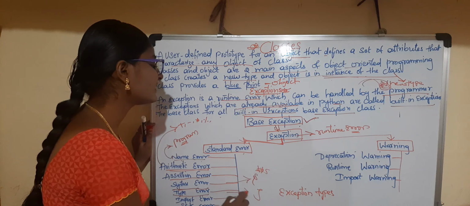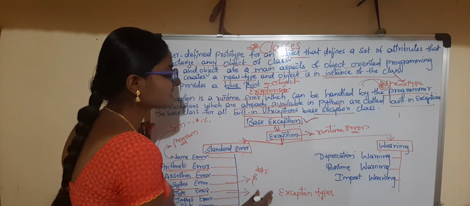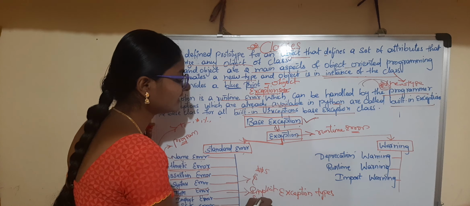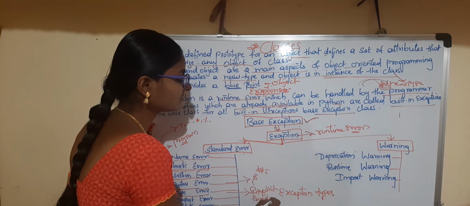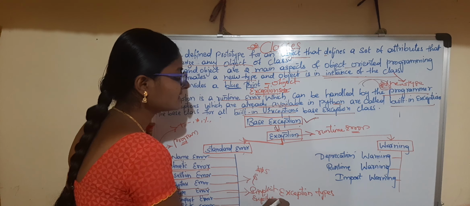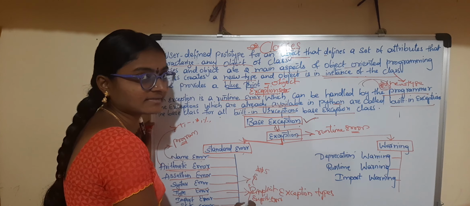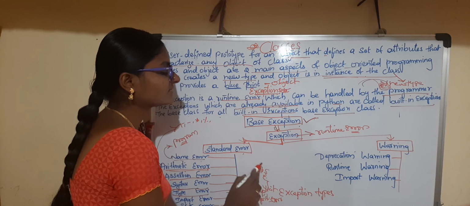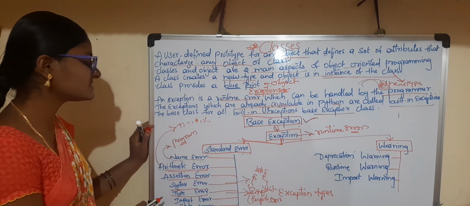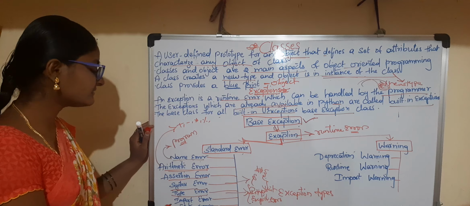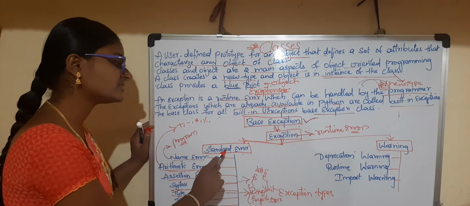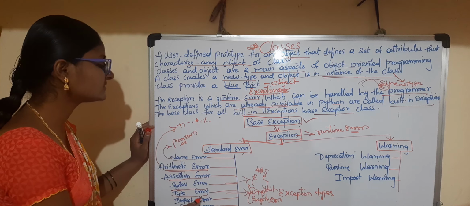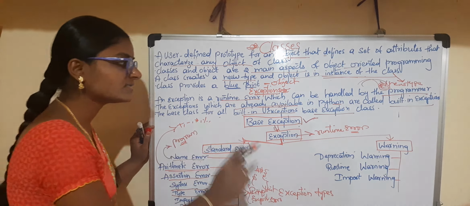Next one is the type error. Type error is divided into two types, the implicit type and the explicit type, which is also one of the concepts in types. Explicit error is externally given, while implicit error is within the code. That is called implicit and explicit type error. Next one is import error. It is also one of the standard errors in our exception. Next one is EOF error. It is also one of the errors. Note down this diagram, students.